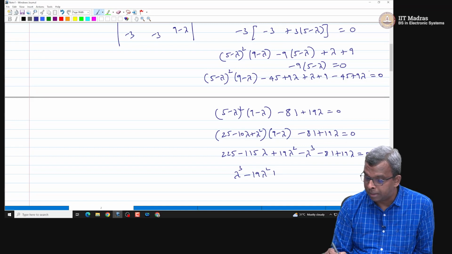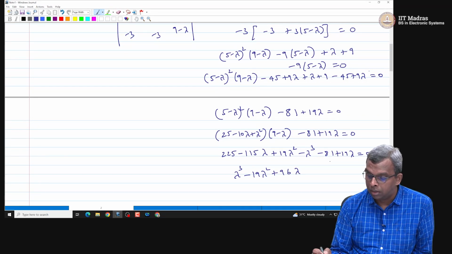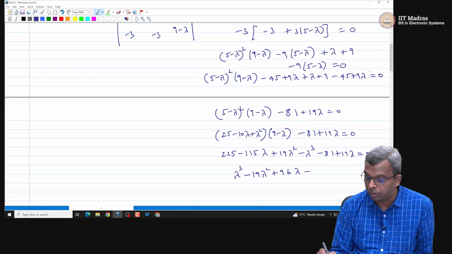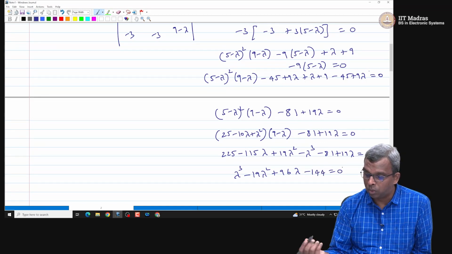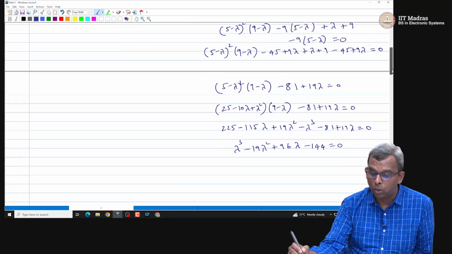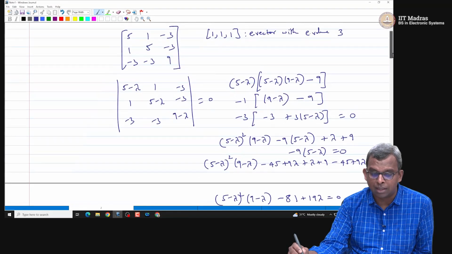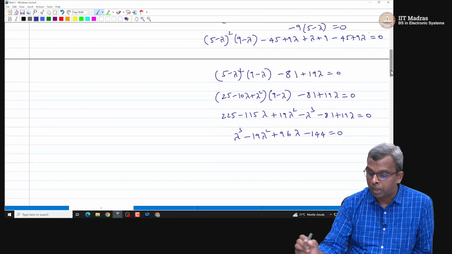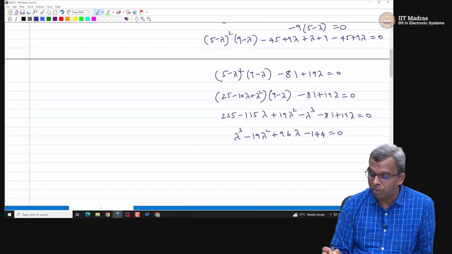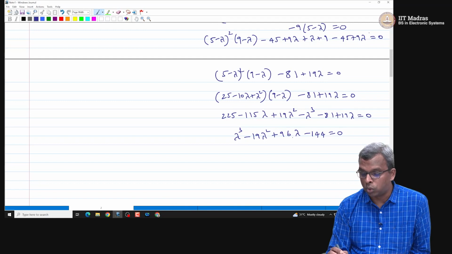So you have plus 96 lambda, and then 225 minus 81, that is 144, minus 144 equals 0. So it looks a little nasty. I hope that's okay, but 19 has to come because that's the trace, so that's okay. So from here you can do a lot of things. You can do quite a few things which are interesting. I know one root is 3, so you can try to find the other root very cleverly.